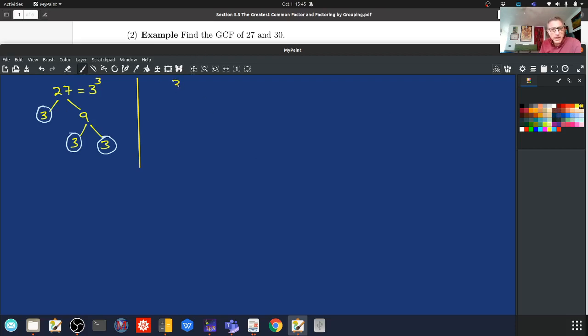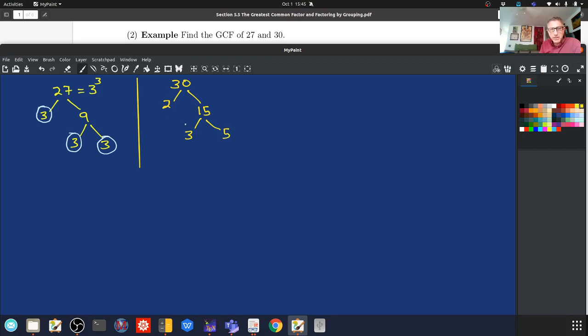And either way it goes, that's the reason I'm writing the prime factorization. So 30 again is divisible by 2. And 30 divided by 2 is 15. 15 is divisible by 3. And 15 divided by 3 is 5.